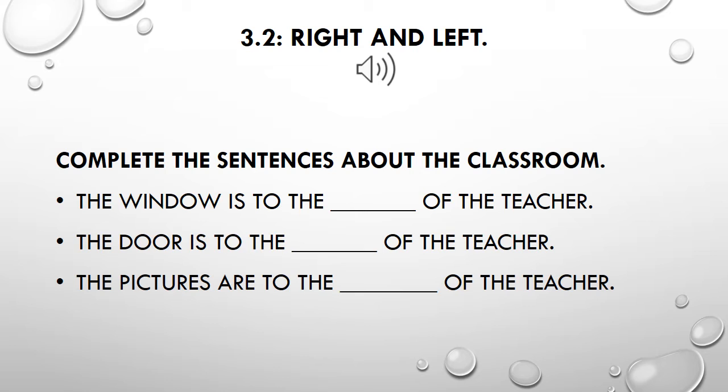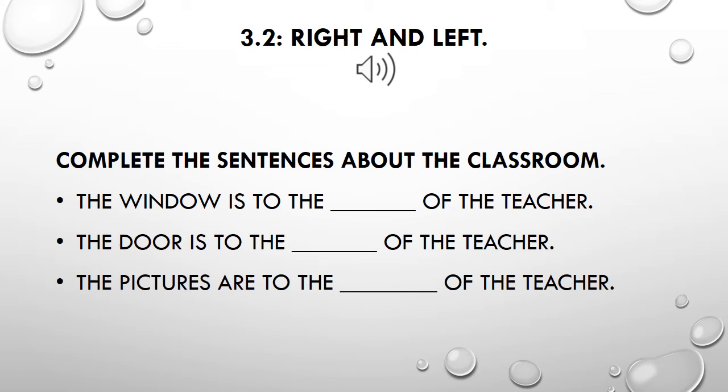Complete the sentences about the classroom. Now what you have to do is read the sentences that are given below. The first one is, the window is to the dash of the teacher. This one is done for you and you have to solve the other one. This one is left. Now first you have to see the map or the plan that Ibn Battuta drew in Roughface's book. That is also in our book on page 11.